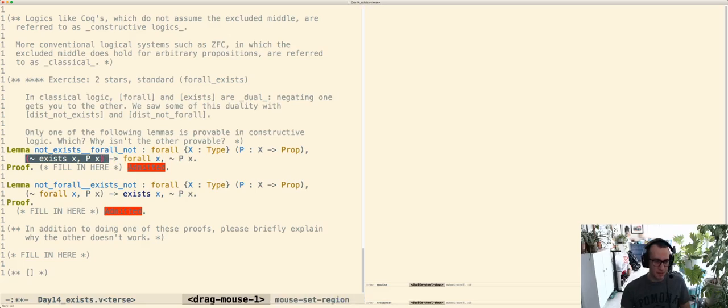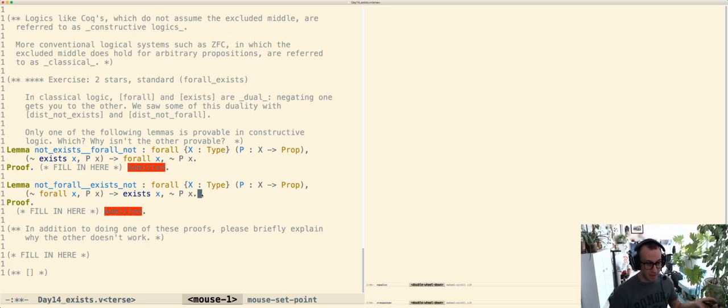Not exists x, p of x should imply that for all x, not p of x. If you can't find an x such that p of x holds, then for every x, p of x doesn't hold. Similarly, if it's not the case that any x has p of x, then there should be an x that doesn't have p of x. Okay, these are two theorems. Both of these theorems hold in classical logics, right? They're standard theorems that are provable there. In Coq, only one of these is provable. So what I'd like you to do is to prove exactly one of them.